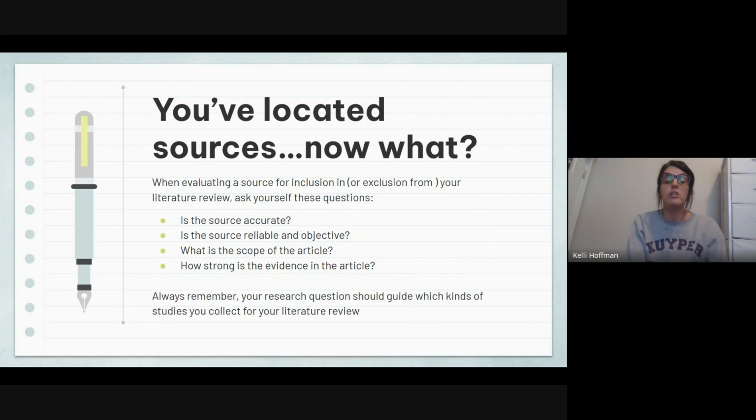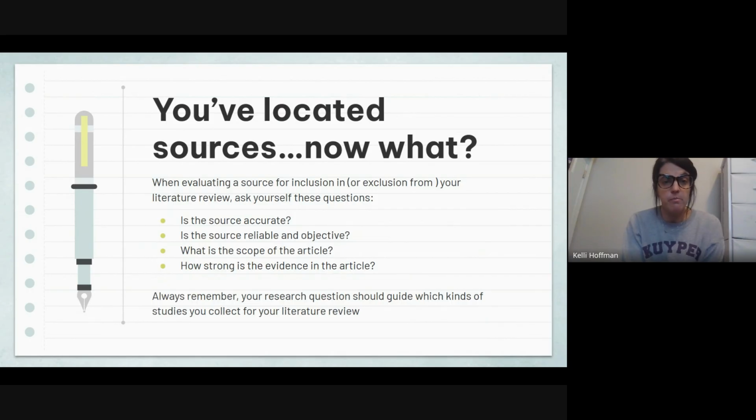Again, it's not necessarily bad to have information that's narrow in scope, but we have to use critical thinking to flesh out how generalizable the information can be. And then, how strong is the evidence in the article? That's, again, looking at the sources that they've used. Do they have enough backing from outside sources to validate what they are saying, and those types of things?